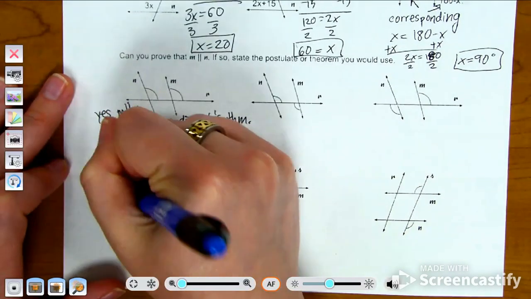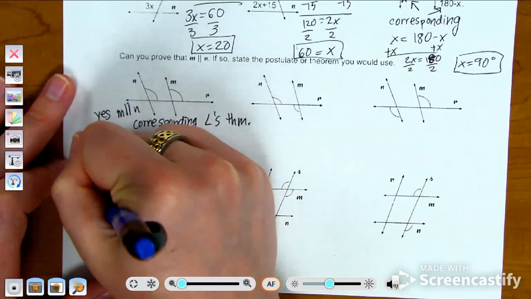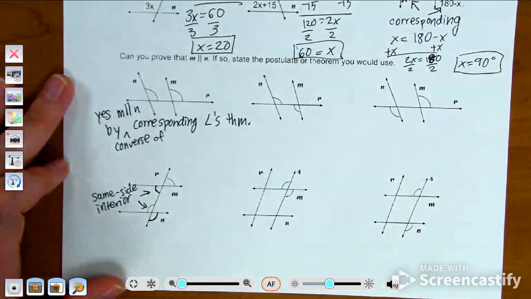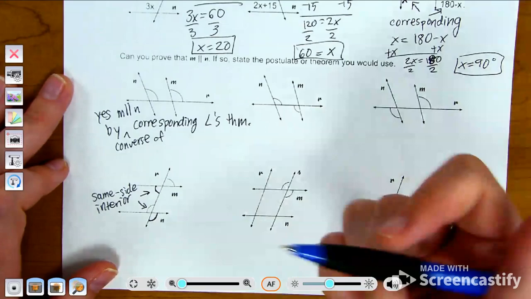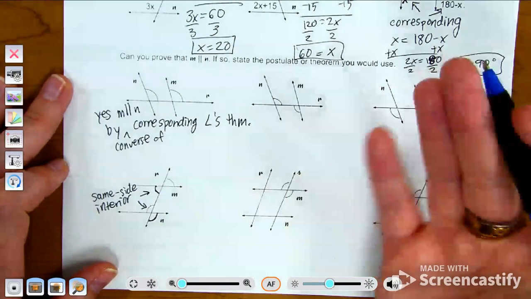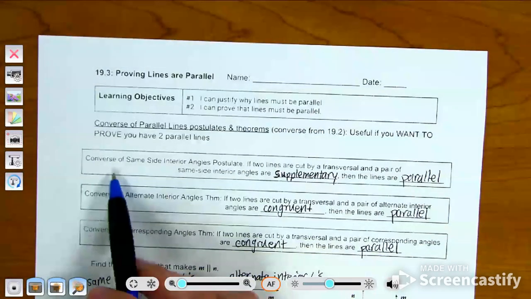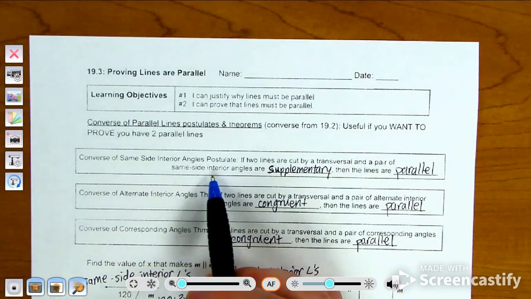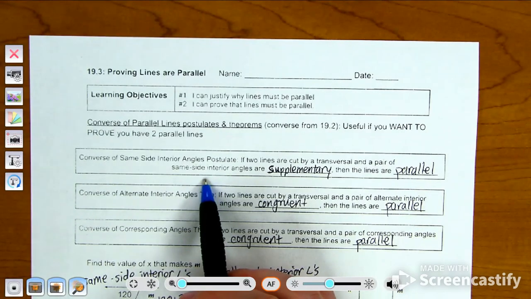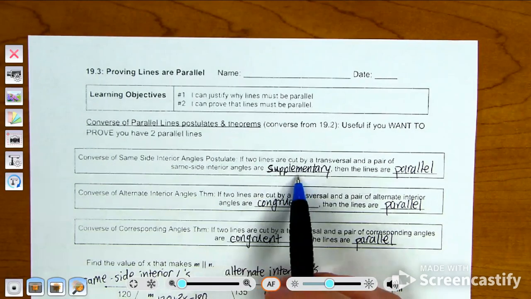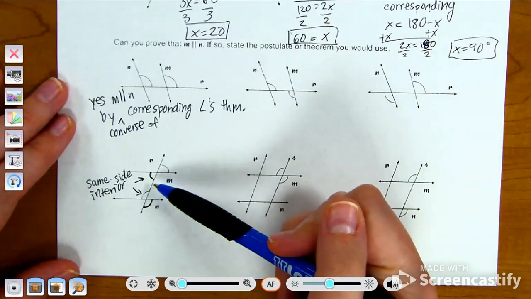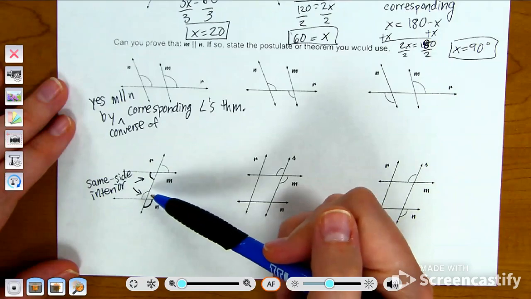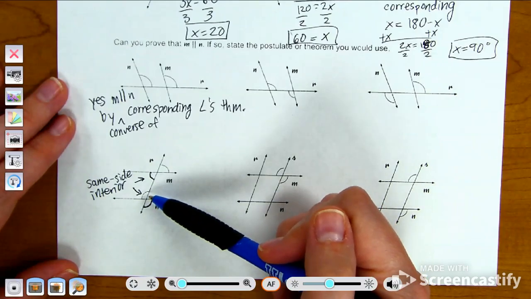Those are same side interior angles. So we have same side interior angles that are congruent. Is that enough to ensure that the lines are parallel? Well, let's check up here. So the converse of the same side interior angles postulate says if two lines are cut by a transversal and a pair of same side interior angles are supplementary, then the lines are parallel. The problem is the angles have to be supplementary. And if we look at this diagram, we're not told that they're supplementary. We're only told that they're congruent. So unfortunately, we don't have enough information to ensure that the lines are parallel.